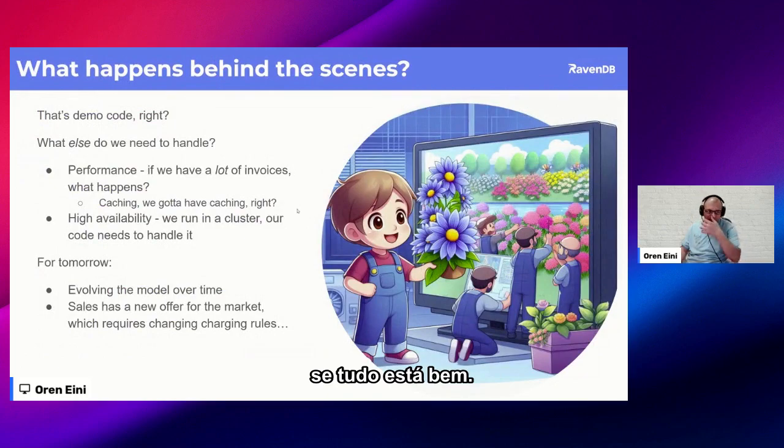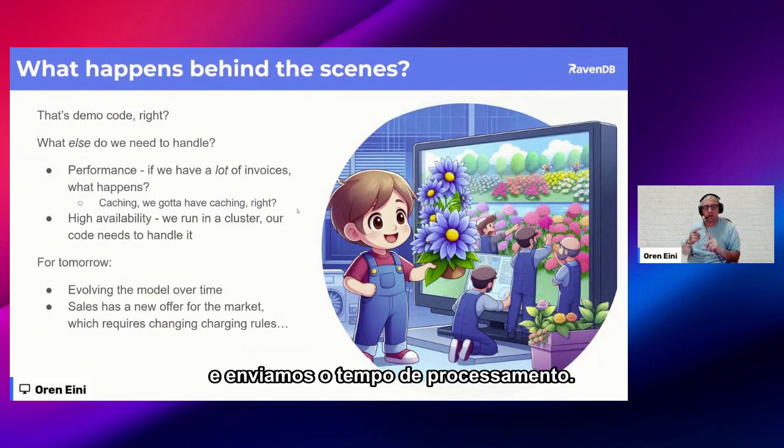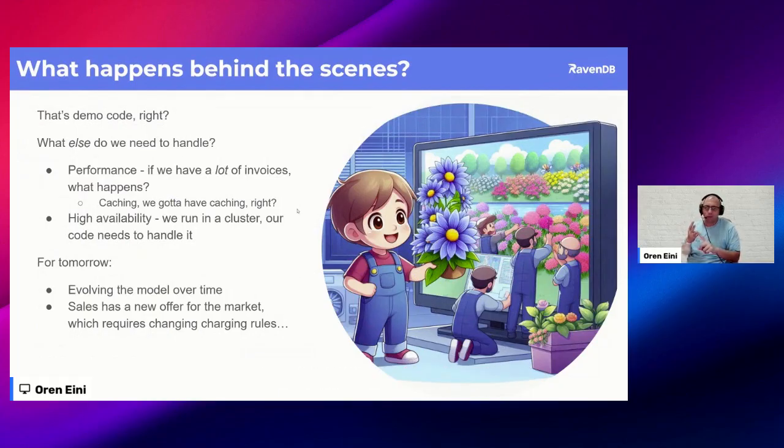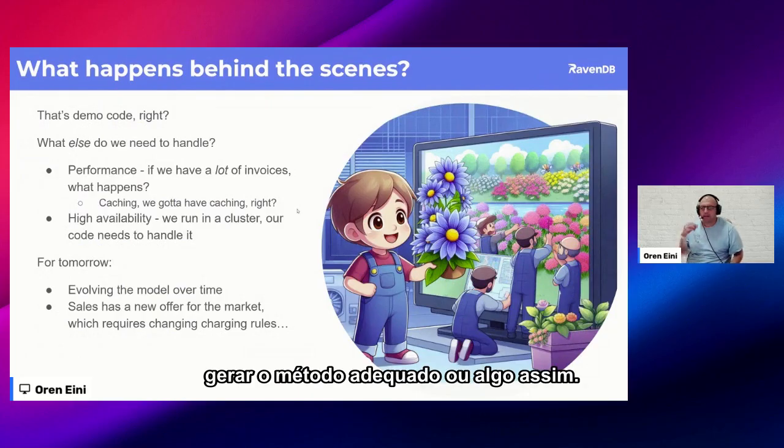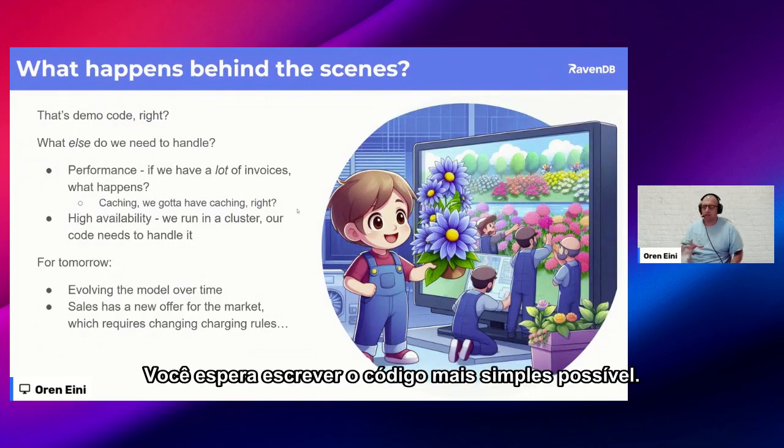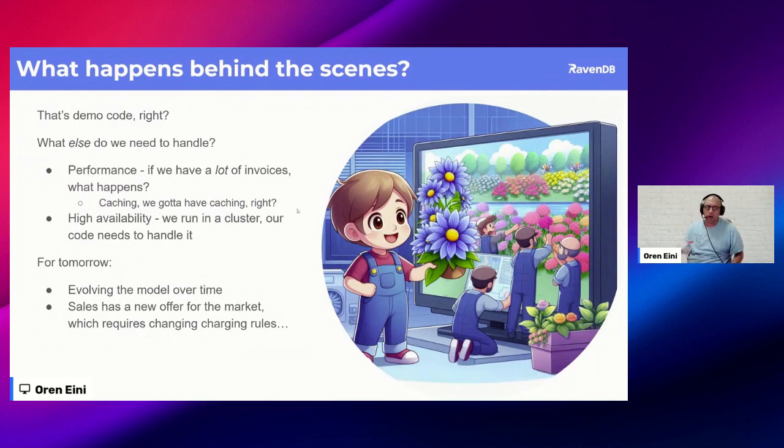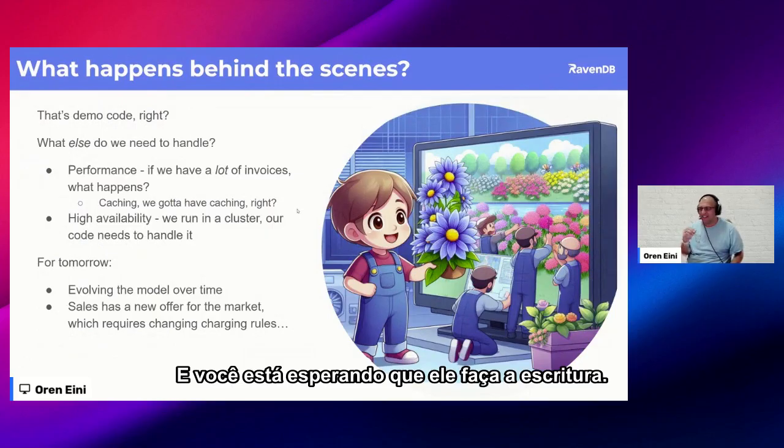In fact, we have more than caching because we have caching that checks with the server if everything is okay. And then we save on network bandwidth, we save on processing time, and we save on parsing time on both server and client. And the key aspect here, you don't need to generate appropriate middleware or something like that. It's just there. You're expected to write the simplest possible code. And you're expecting that it will do the right thing.